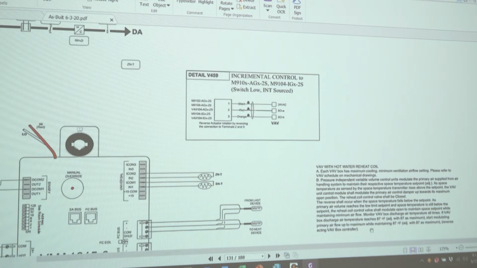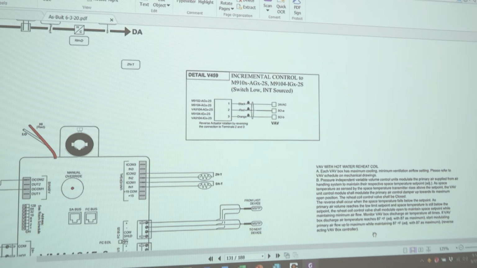Each VAV box has a maximum cooling, minimum ventilation airflow setting. They have pressure independent variable volume control units. They modulate the primary air supplied from the air handling system to maintain their respective space temperature set point. As the space temperature that's sensed by the space temperature transmitter rises above set point, the VAV unit control module will modulate the primary air control damper towards its maximum open position.